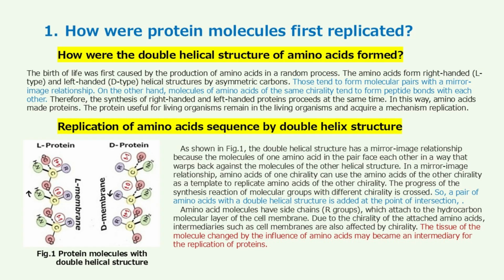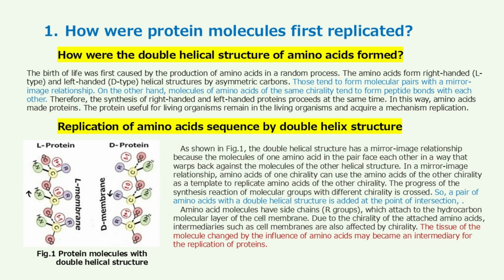The proteins useful for living organisms remain in the living organisms and acquire a replication mechanism. Replication of amino acid sequence by double helix structure. As shown in Fig. 1, the double helical structure has a mirror-image relationship because the molecules of one amino acid in the pair face each other in a way that warps back against the molecules of the other helical structure.